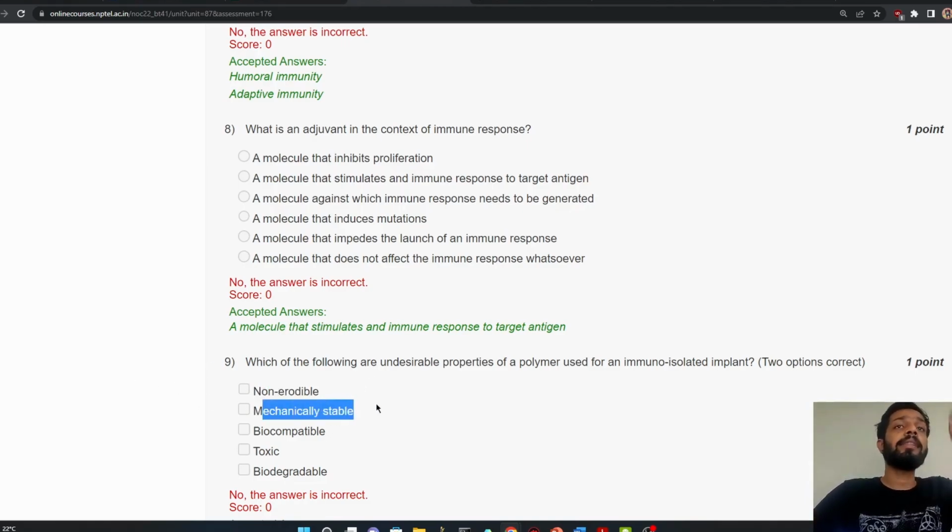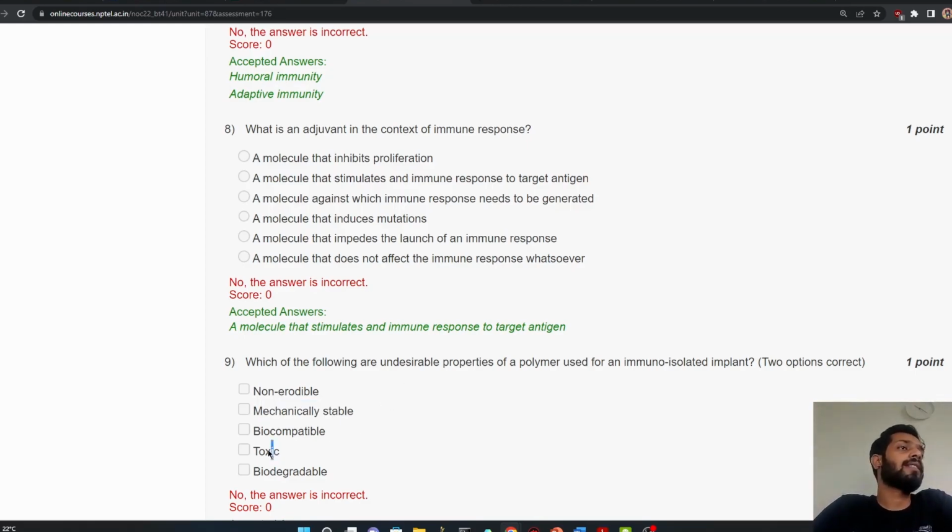Should it be mechanically stable? So if this implant is put in the body, there'll be a lot of movement that's happening, right? So the person cannot stay still. This movement should not cause any rupture or tear in the polymer, right? So it should also be mechanically stable. Should it be biocompatible? Yes. Ultimately, you're putting this implant inside the body, and the polymer has to be biocompatible, right? Otherwise, it's going to kill everything around it, which is not something that you want.